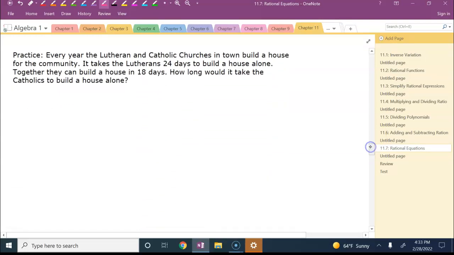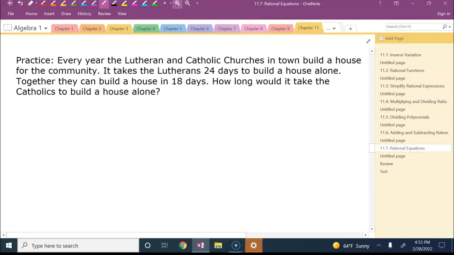So take this same idea here and apply it to this practice problem. Try this on your own and then keep watching to see what it should have been. So we have these two separate churches that are trying to build a house for the community. For the Lutheran church, it takes 24 days to do one job. Together, they can do it in 18 days, and we want to figure out how long it would take the Catholics. So we don't know how long it would take them, so I'm going to put 1/d and set that equal to that 1/18 for the together total.